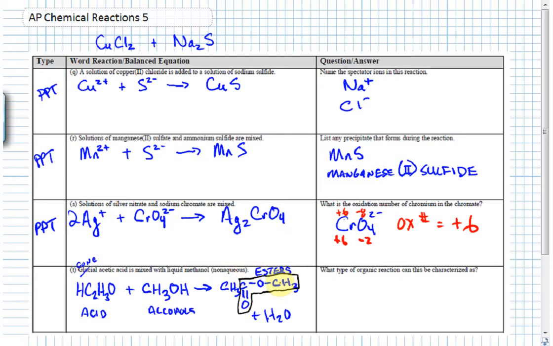Oh, what type of organic reaction is this? This is an esterification. Ester formation. Okay? Carboxylic acids and alcohols combine to form esters. All right, we've got 4 more done. We're working through these.